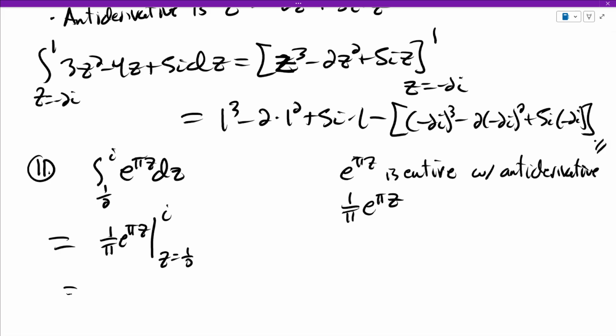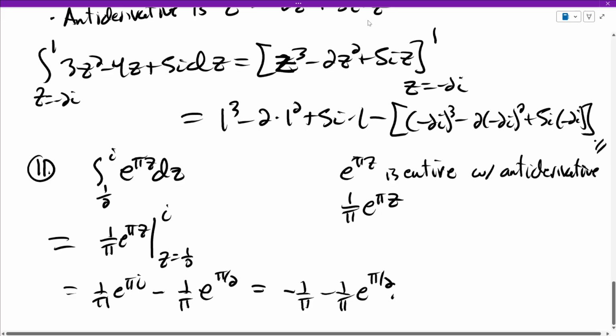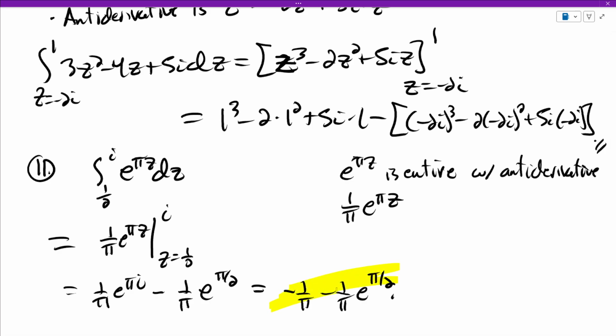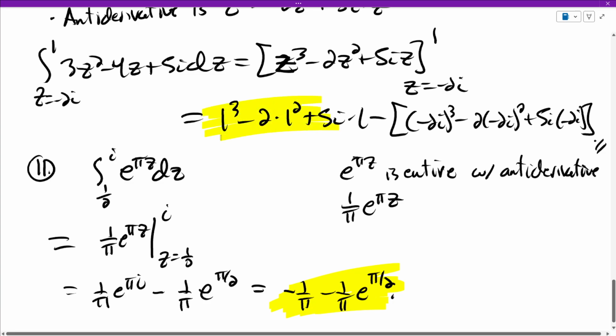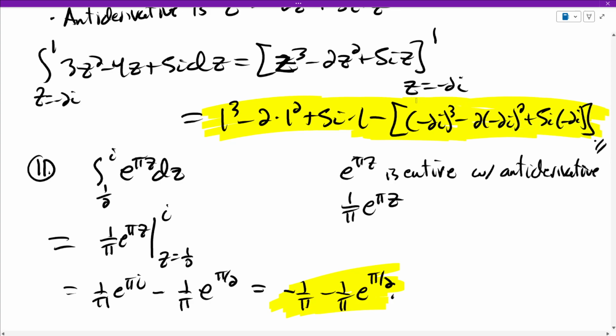All right, so it's going to be 1 over pi e to the pi i minus 1 over pi e to the pi halves. And this one I will compute just because e to the pi i is familiar. E to the pi i is -1, so we get -1 over pi minus 1 over pi e to the pi halves. Okay, and so we have our two computations that we did here. Again, if you have an antiderivative, then you just do a fundamental theorem of calculus thing to compute the contour integral.